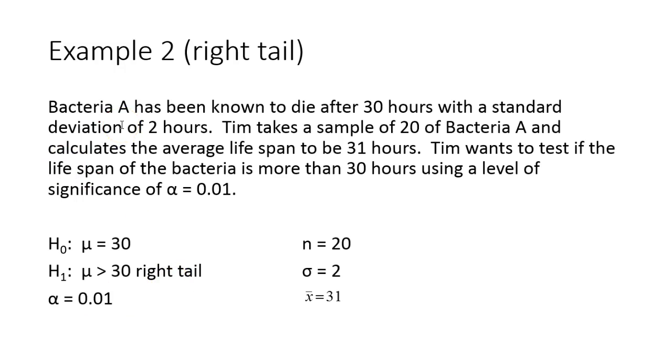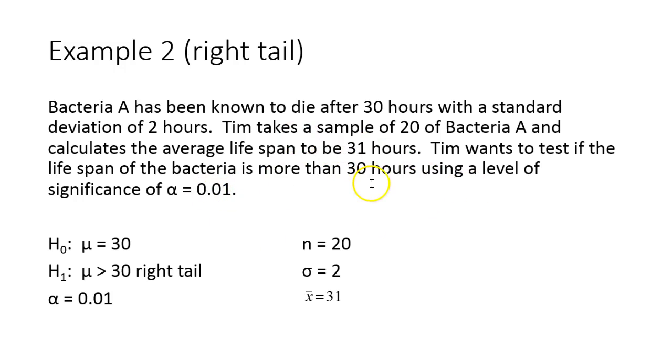So here's a second example, and this is going to be a right tail test, so pay attention there. It says bacteria A has been known to die after 30 hours with a standard deviation of 2 hours. Tim takes a sample of 20 bacteria and calculates the average lifespan to be 31 hours. Tim wants to test if the lifespan of the bacteria is more than 30 hours using a level of significance of 0.01, so basically 1% here.